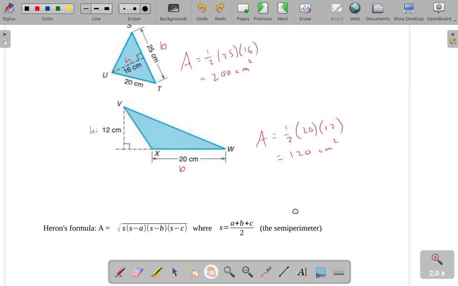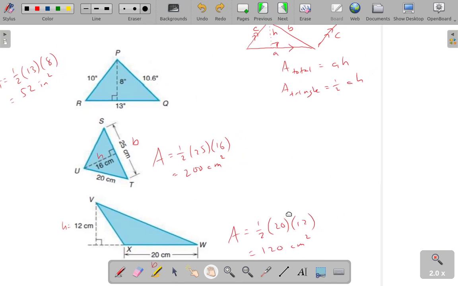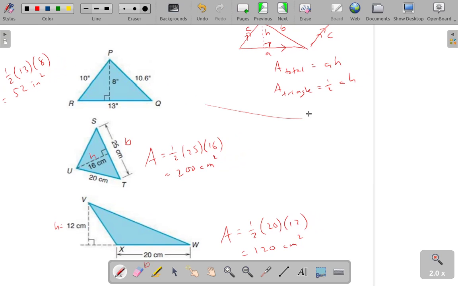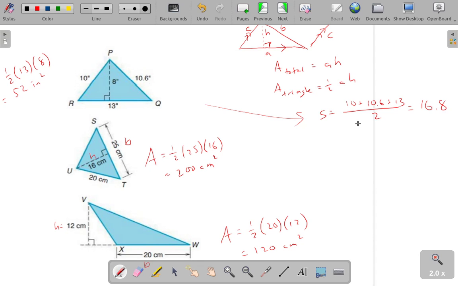So you could verify this on some of these, if I wanted to use Heron's formula on this one, for instance. S is equal to 10 plus 10.6 plus 13, divided by 2. Let's figure out what number that is. 10 plus 10.6 plus 13, hit enter, divide by 2. I could have put that whole thing in parentheses and divided by 2 in one line, I'm just choosing to do it this way. I get 16.8. That's my semi-perimeter.